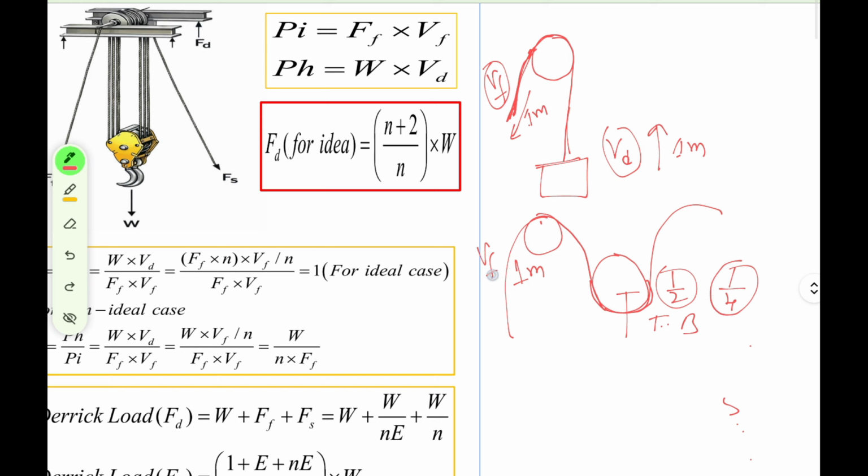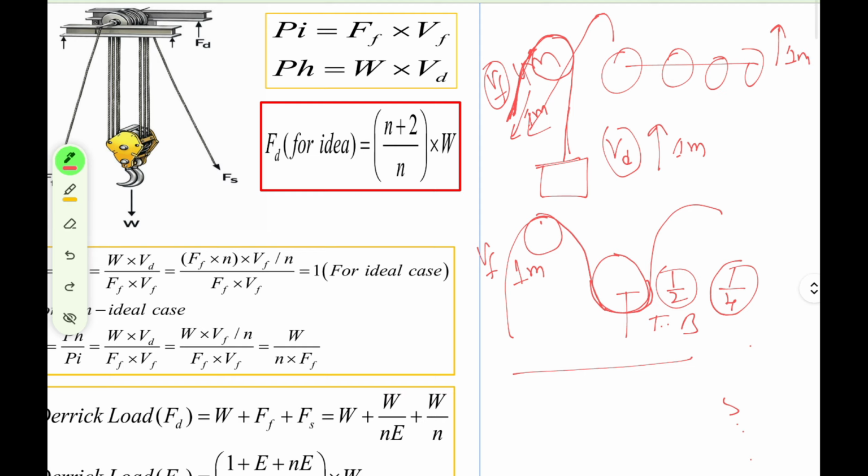the velocity of the traveling block is inversely proportional to the number of lines. So what does it mean? If you have this pulley system with 4 ropes and you pull 4 meters, then the system will rise by 1 meter. This is the concept you need to remember.